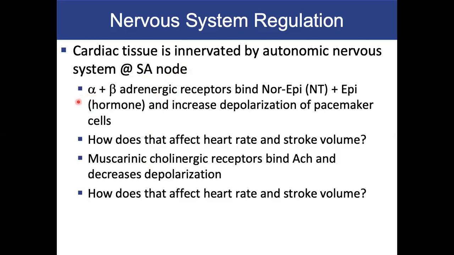So sympathetic nervous system binds to alpha and beta adrenergic receptors, right? Sympathetic nervous system is going to release norepi and epi, and that's going to increase depolarization of pacemaker cells, right? So the sympathetic nervous system is going to excite the heart, so that is going to increase heart rate and stroke volume. Heart rate is beats per minute. Stroke volume is volume of blood ejected per beat.